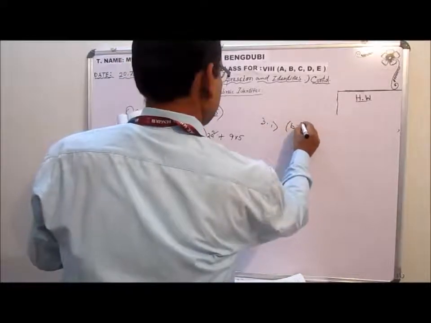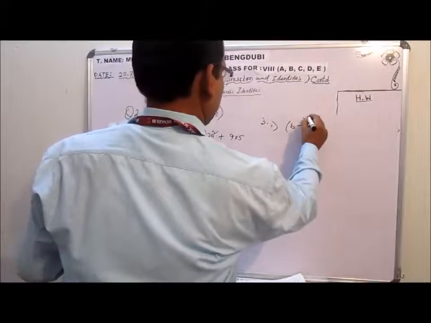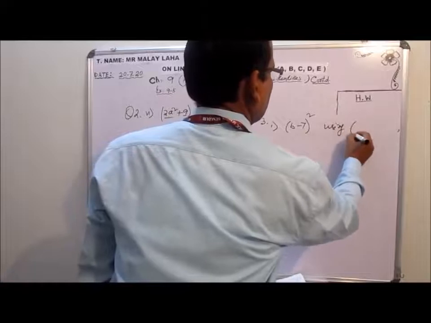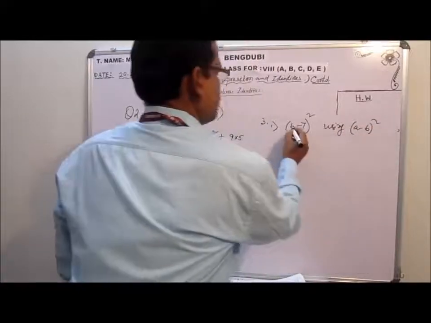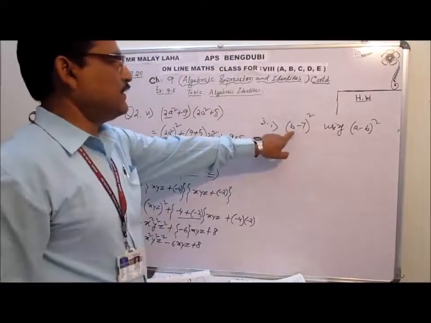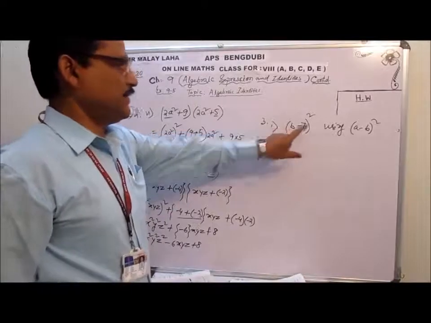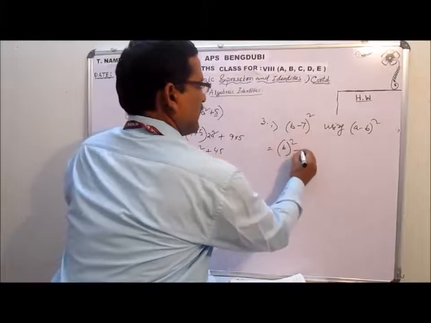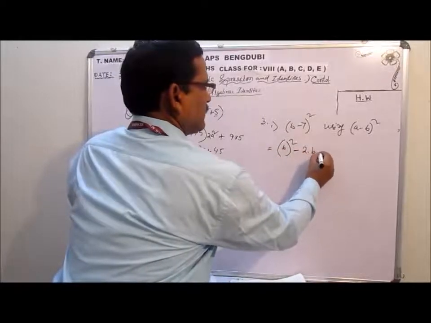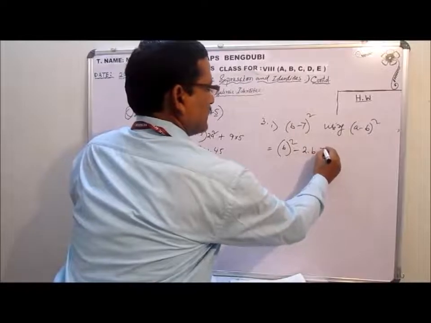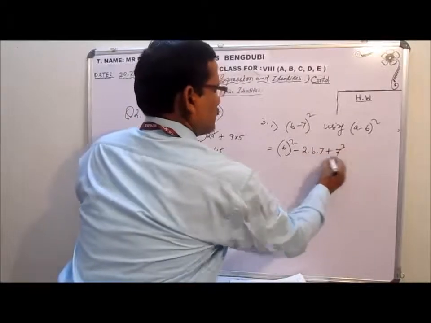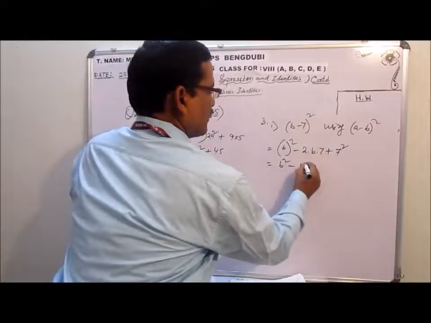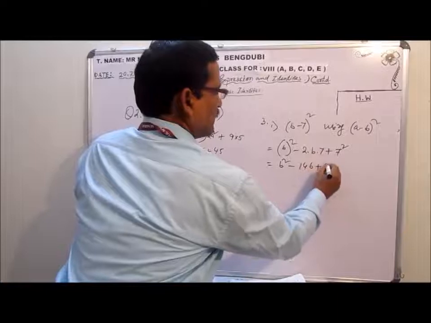b minus 7 whole square. So using a minus b whole square, you write down: the first one you have to treat as a, the second one you have to treat as b. So a minus b whole square means a square minus twice a means b, and b means 7, plus b square means 7 square. So I am getting b square minus, what is this product? 14b plus 49.